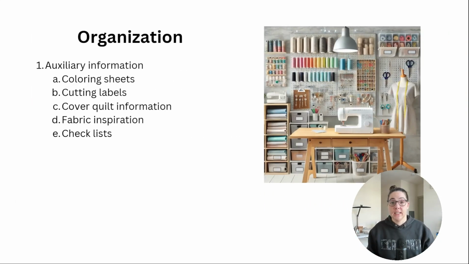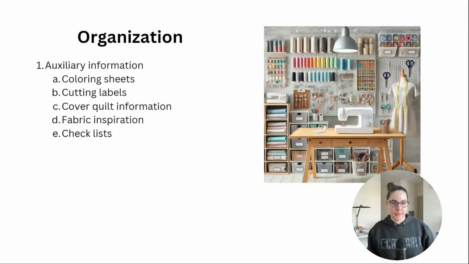So the first thing is coloring sheets. Obviously, if you're not including these in your patterns, either digitally as a download or on the pages itself, I strongly recommend adding these. A lot of people like to kind of plan out all of their fabrics before they purchase fabric or start cutting into fabric and just fully commit to it. Cutting labels, I'll link to another video about including cutting labels. Those are really helpful if you've got a lot of pieces in your quilt pattern.